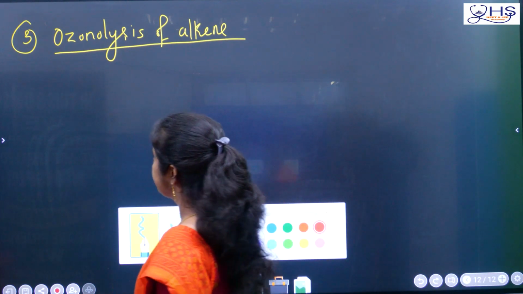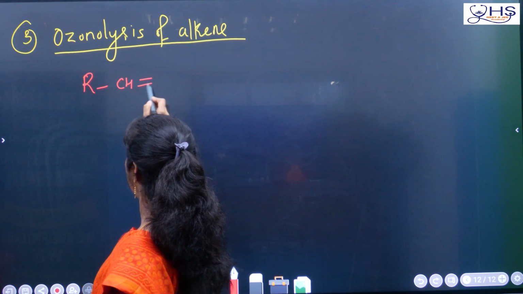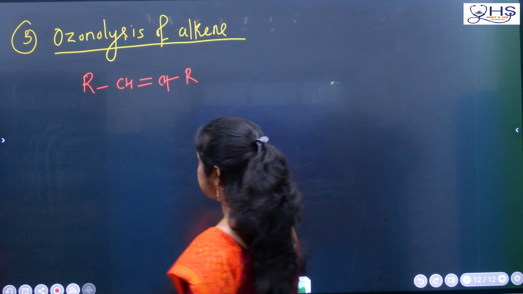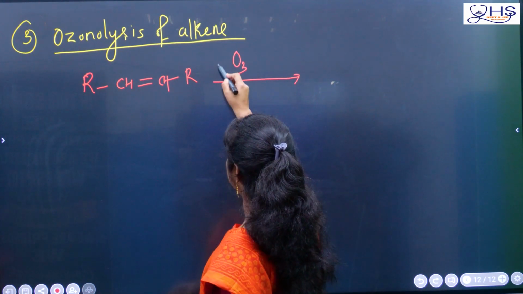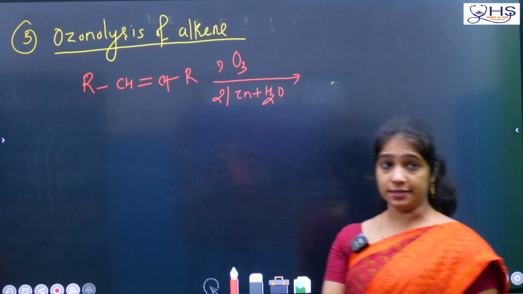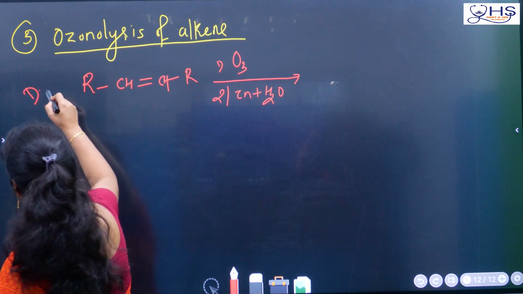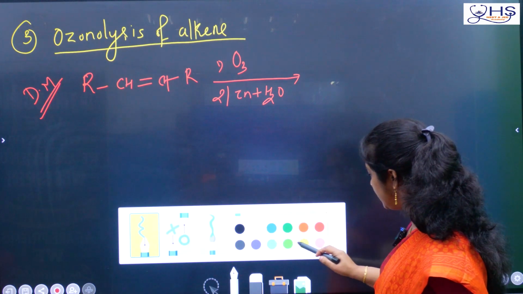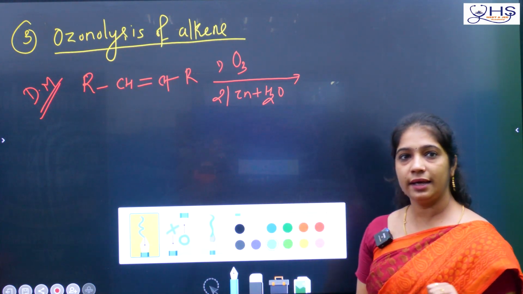Ozonolysis of alkene. Here I am taking any alkene, R CH double bond CH R, okay, alkene. In the arrow mark, the first reagent is ozone, the second reagent is zinc plus water, very important. First I am giving you the direct method, DM, for writing the product. Because in the exam they can ask you directly, in CBSE also. In competitive exams anyhow you will not go with the long method, always you will follow the direct method only.